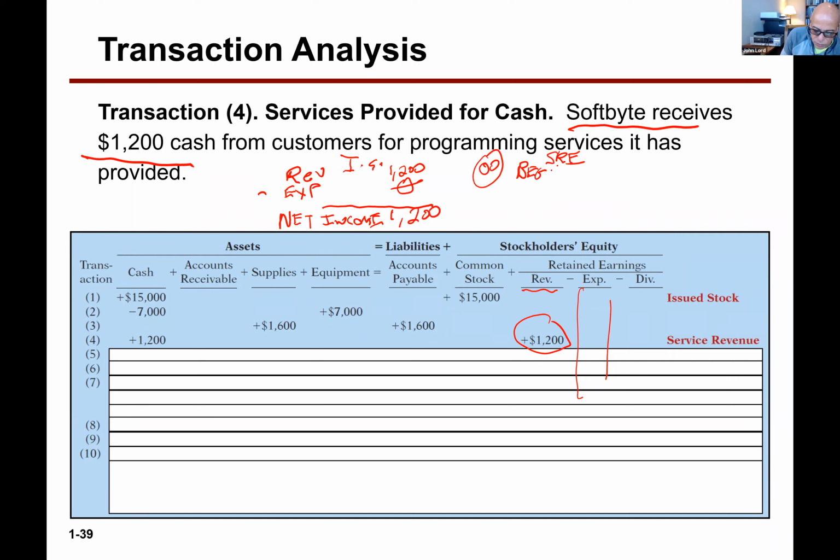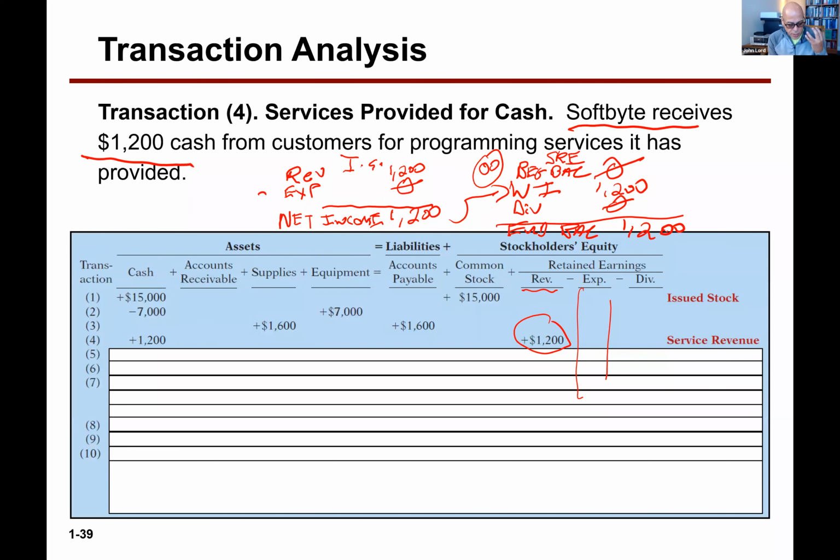Beginning balance is what? 0. They just started the business. Net income is 1,200. There's no dividend at this point. So the ending balance is 1,200. Okay. So what is this thing trying to show you?